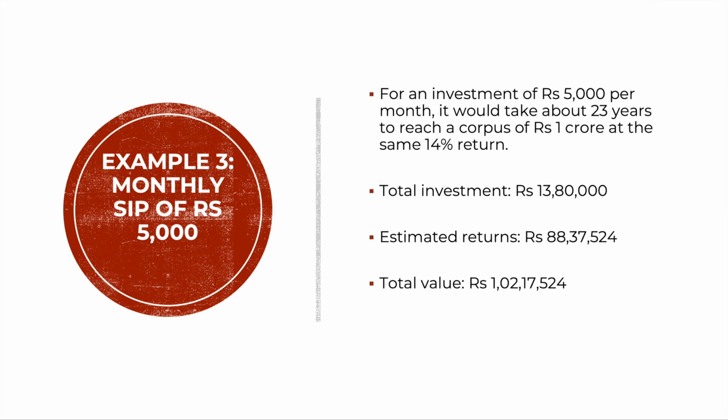So let's move on to our third example, where you decide to invest 5,000 rupees per month. That takes you 23 years to earn your first 1 crore. You will end up making an investment of 13 lakh 80,000, and the estimated return you would get on it is 88 lakh 37,000. So the total value of your fund at the end of the 23rd year would be a whopping 1 crore 2 lakh 17,000 rupees, guys.